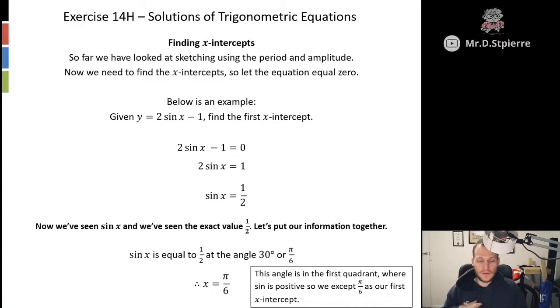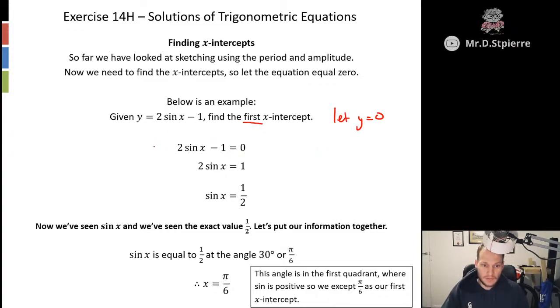So first off, let's have a look at this example here, where we are given y equals 2 sine x minus 1. Find the, and this is a key word that I'll come back to later, find the first x-intercept. So finding an x-intercept, we would let y be equal to 0.